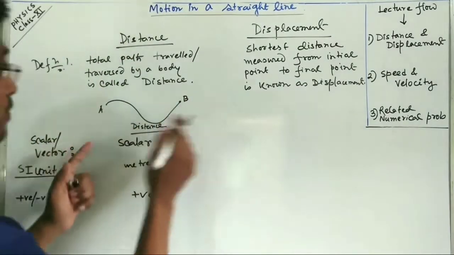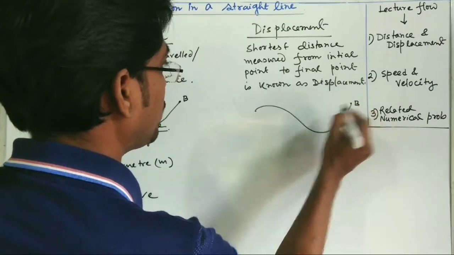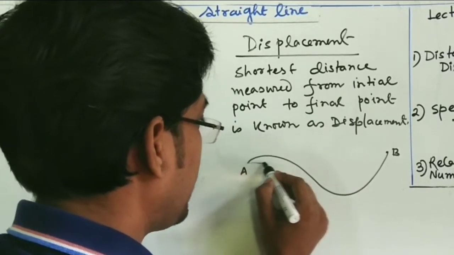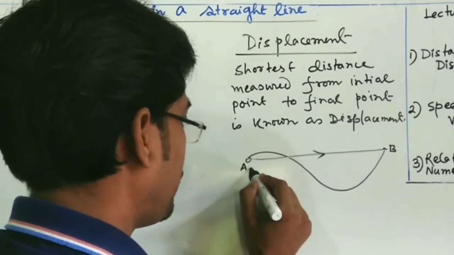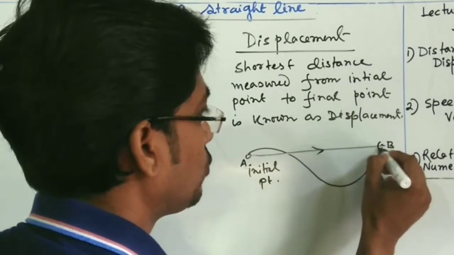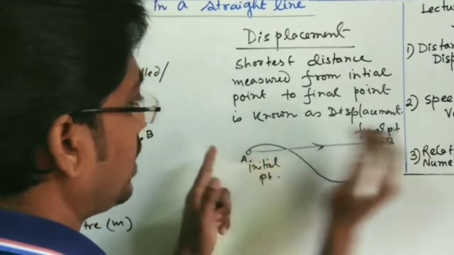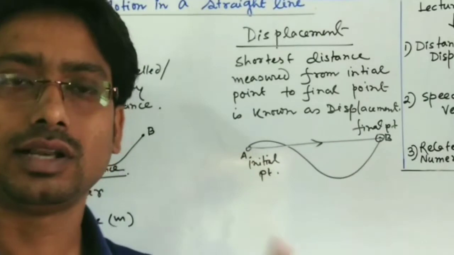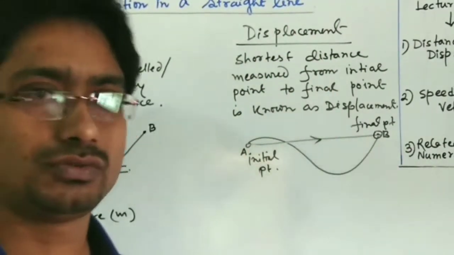If you take the same example here, we started the journey and finally reached point B from A. Then what is the shortest distance? You know, the straight line will be the shortest distance. From A to B, A is the initial point and B will be the final point. The length of the straight line connecting points A and B will give the value of the displacement, and the direction will be from initial to final.